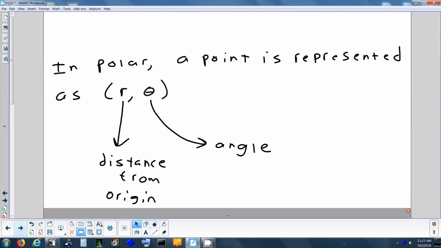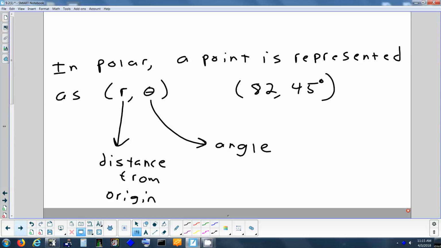So a point in polar might look something like Brandon's favorite number, comma, 45 degrees. Is that your favorite number? 82? Yes. Okay, it's 82. How come 82? It's a long story. I don't want to go into it. It's my favorite.